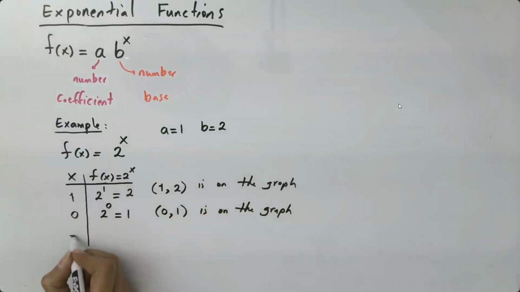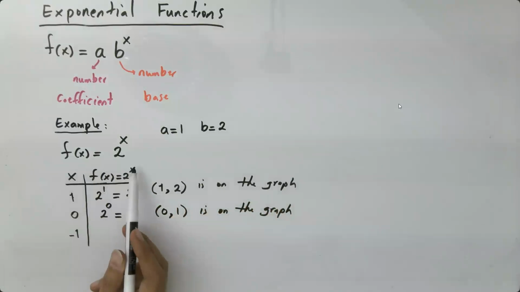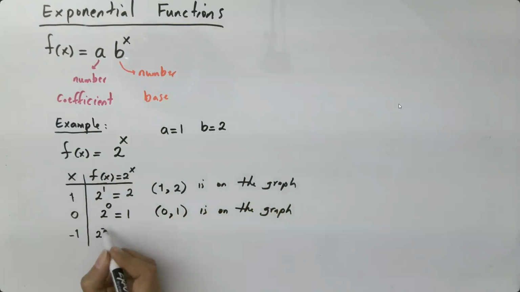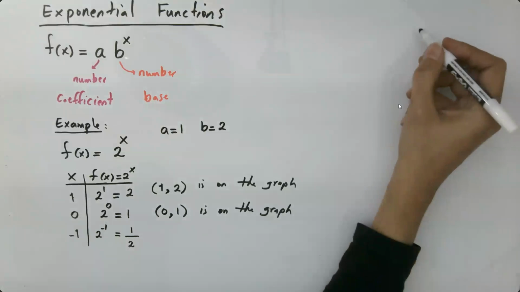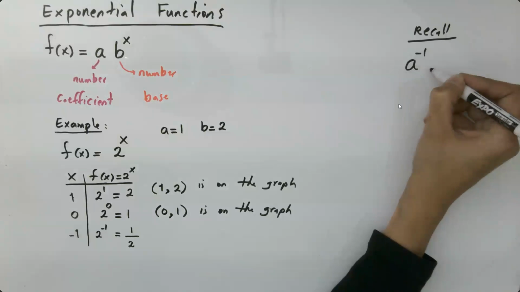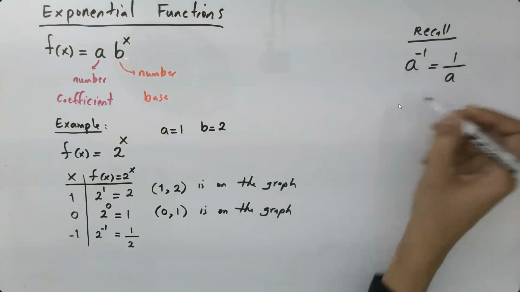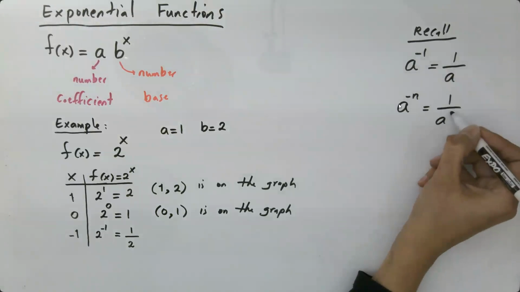Let's plug in a negative number, -1. My x is a negative number, so my f of -1 is 2 to the power -1. Well, I don't like to have negative exponents. So what's the meaning of 2 to the power -1? It is 1 over 2. Recall that from algebra. I recall for you: a to the power -1 is 1 over a. A to the power -n is 1 over a to the n.